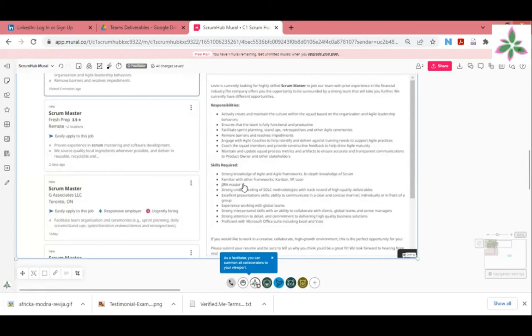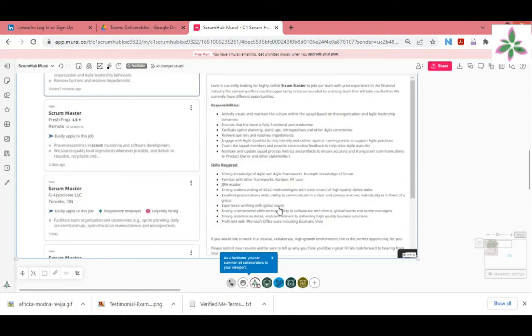Jira master. We are getting the hang of Jira. Strong understanding of software development lifecycle methodologies with track record of high quality deliverables. We are getting used to this. Excellent presentation skills, ability to communicate in a clear and concise manner, individually or in front of a group. We're getting used to this.